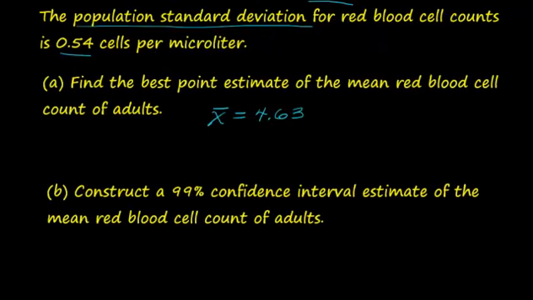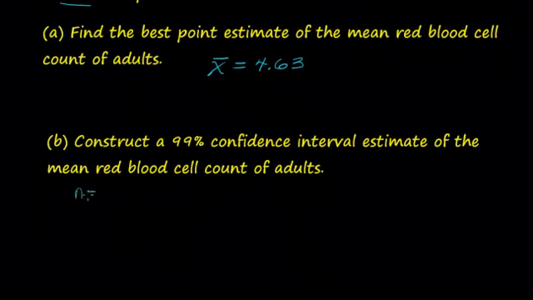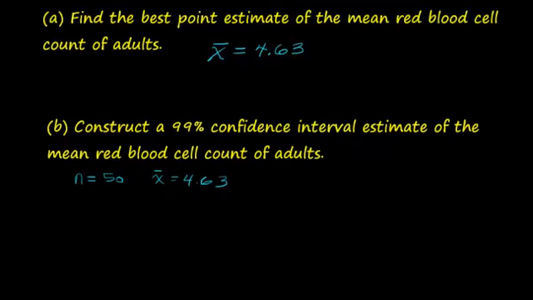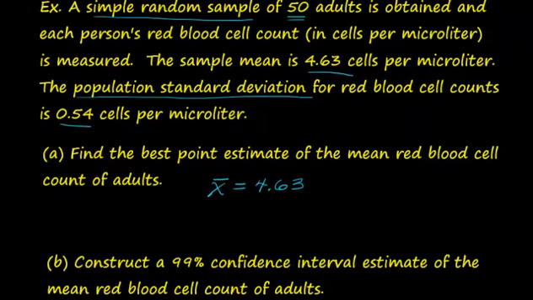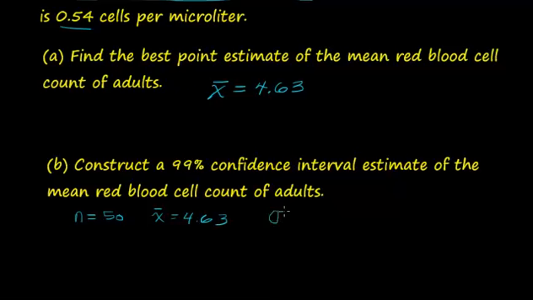Okay, so let's write some of this down. N equals 50. X bar equals 4.63. Sigma equals 0.54. And our confidence level, what our calculator calls the C level, is 99% or 0.99. That's where, right here is where we get that.